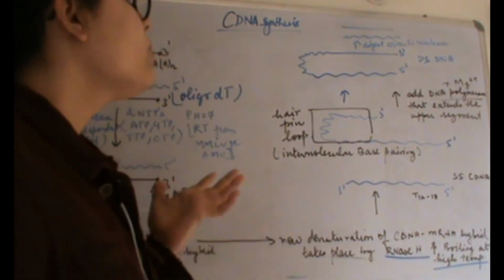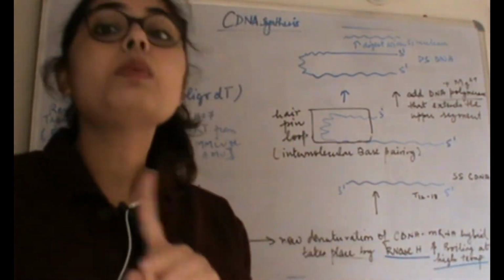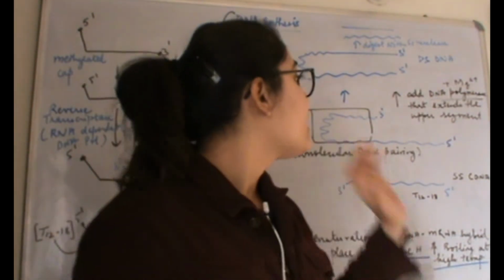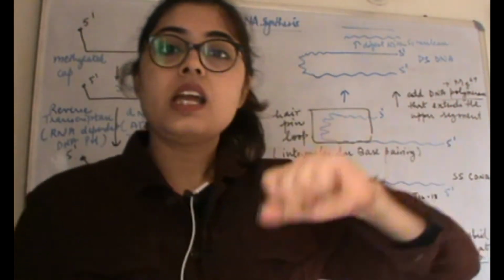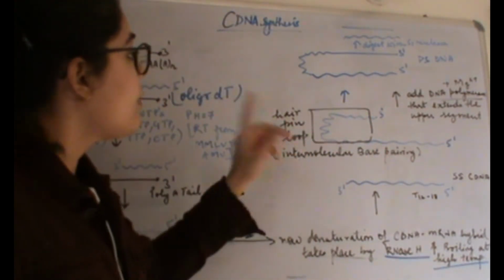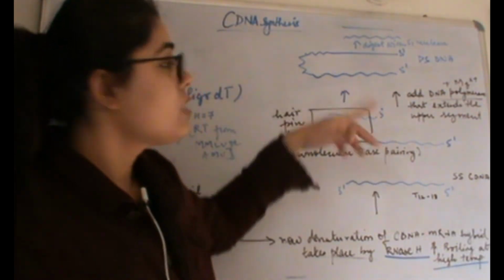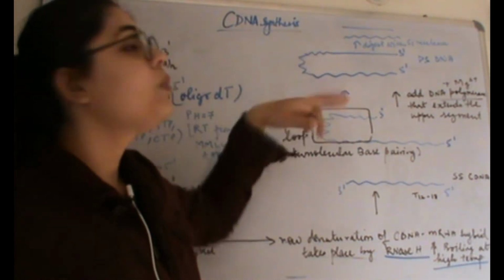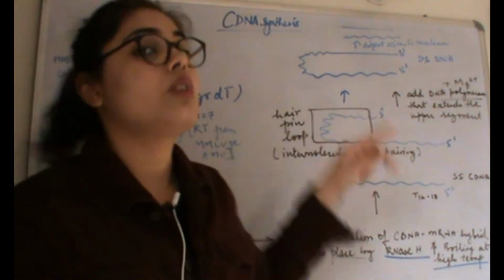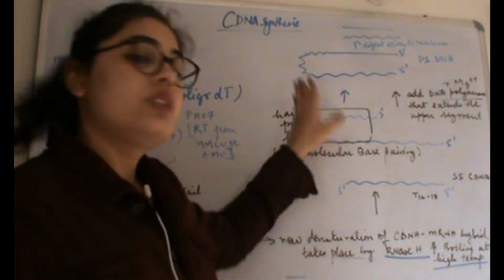So what we are doing, we are adding another DNA polymerase, which is only DNA polymerase, and along with that we are adding Mg2+ ions that help in the extension of the upper segment, right? Now the upper segment has been formed completely. These two segments are being formed, but they are connected through this loop-like structure which was helping in the extension earlier, right? So now we have to separate these two.